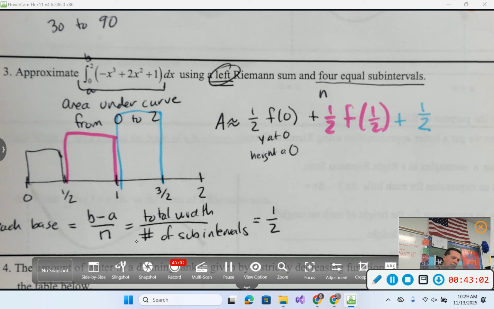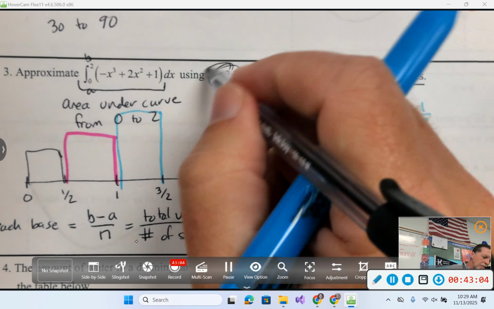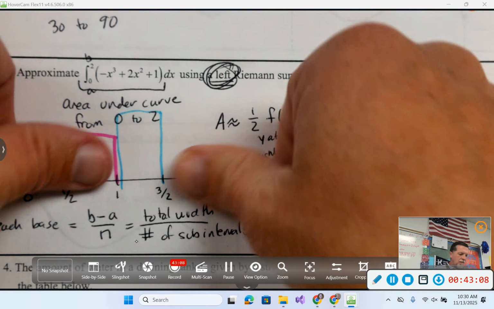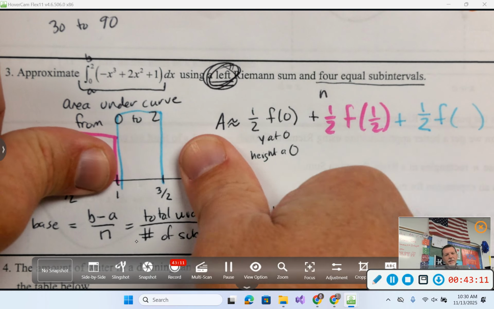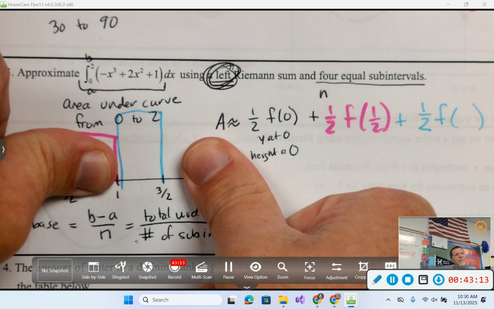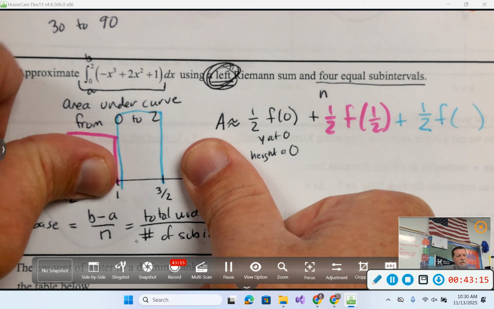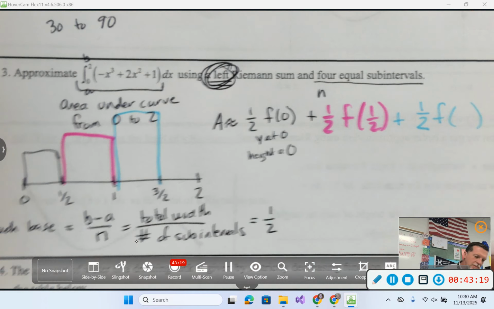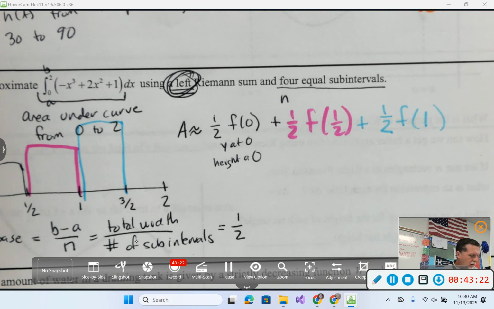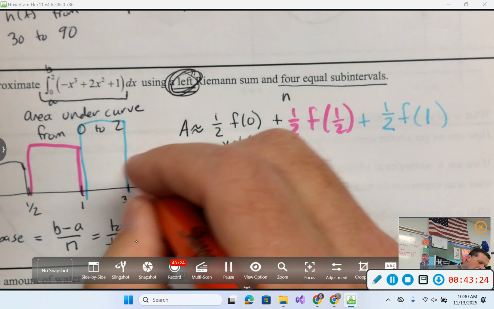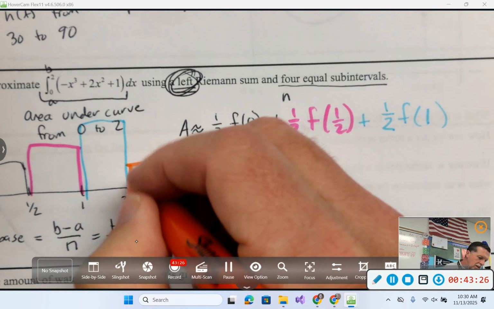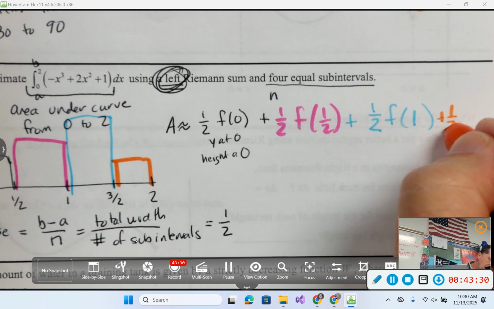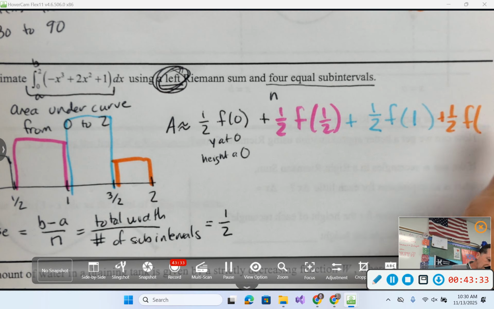And if I want the left Riemann sum, which height do I want? Height at 1 or height at 3/2? Height at 3/2, if I want the one on the left. Oh, 1. Yep. The height at 1. And then my last rectangle, another width of 1/2, and the height at 3/2.